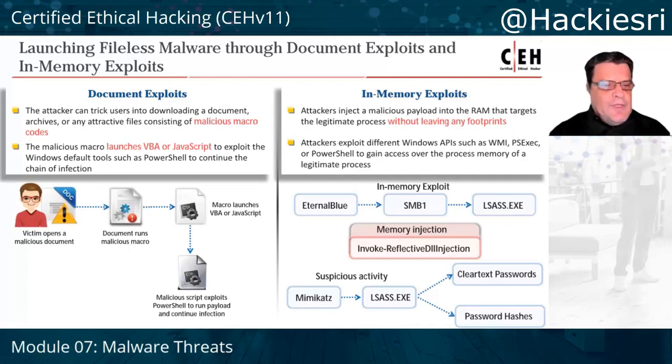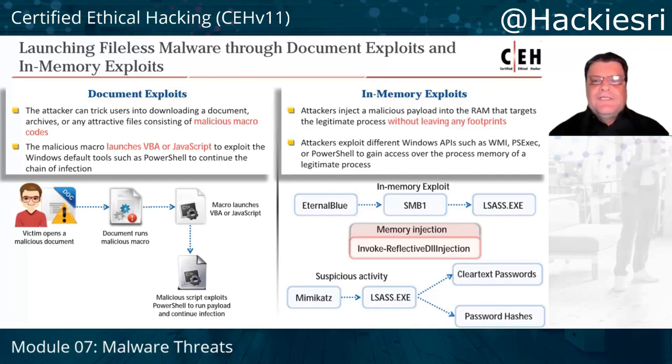In this case, we see again a flow chart for document exploits. A victim opens a malicious document. The document runs a malicious macro, for example, a Microsoft Word document. The macro launches VBA or JavaScript, and this malicious script exploits PowerShell to run the payload and continue infection on the system. On the right, we see in-memory exploits.